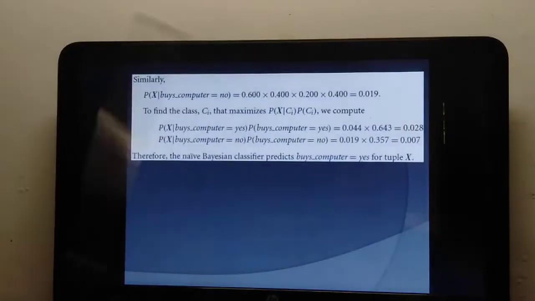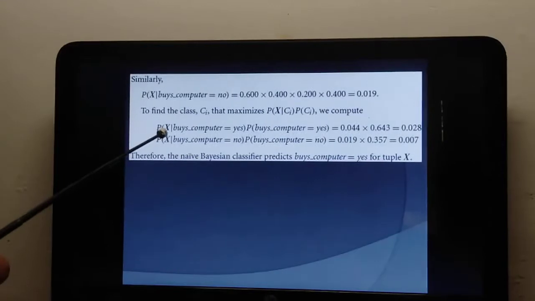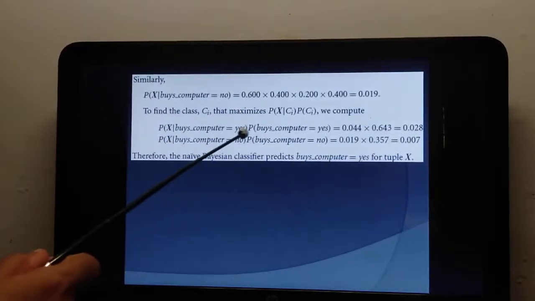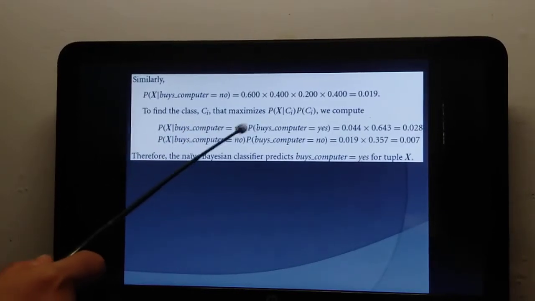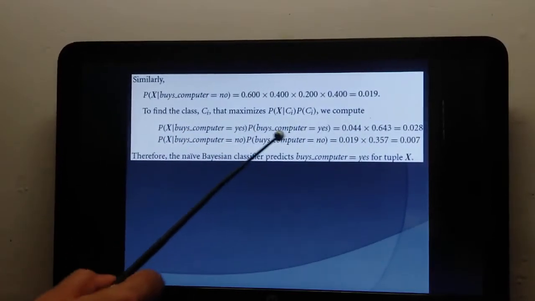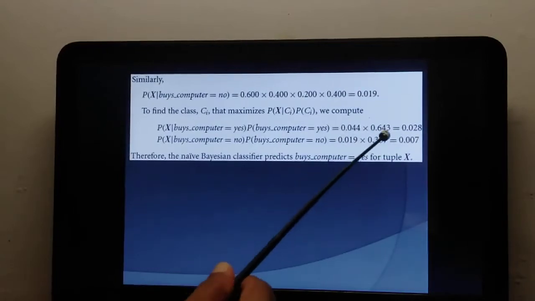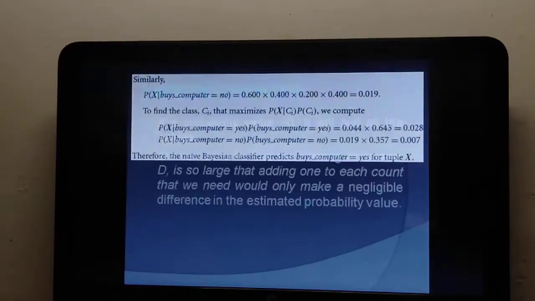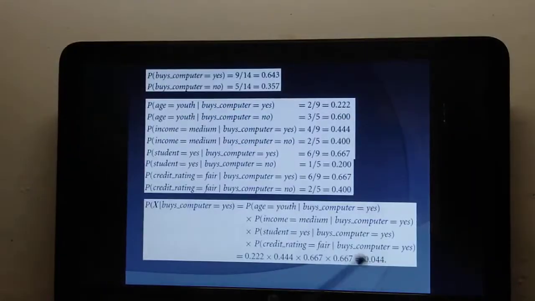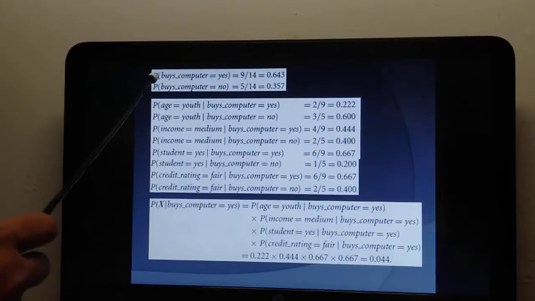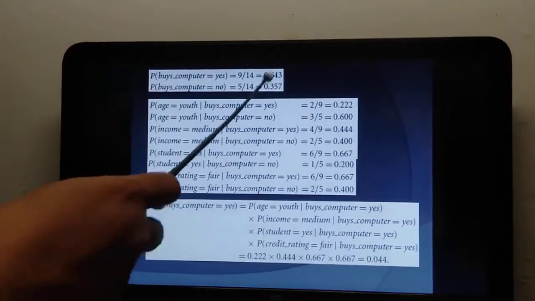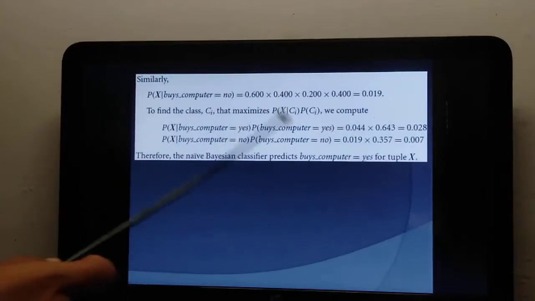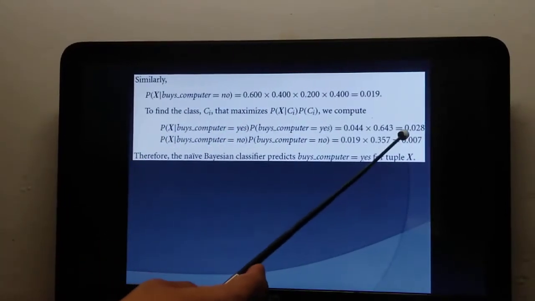Okay. So, over here, to find out the probability of X for yes, what we are doing is the probability of X given yes into the probability of yes. We already know the probability of yes. We've got the values, so just multiply those values. We found that the probability of X given yes is 0.044 and the probability of yes is 0.643. So, multiply these two values. When you multiply these two values, you get 0.028.